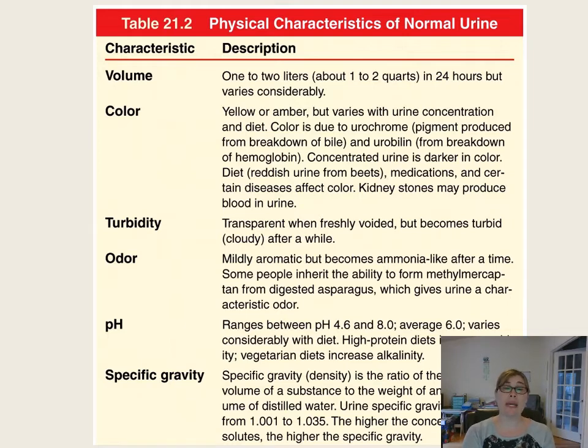So, okay, pH. Ranges in pH between 4.6 and 8, average of 6. Again, if you're someone who eats lots and lots of protein, expect it lower. If you're someone who is a vegetarian, expect it higher. Vegetarian diets increase alkalinity of urine because they increase alkalinity of the bloodstream, which is, you hear all about people alkalizing to be healthy, which is perfectly fine.